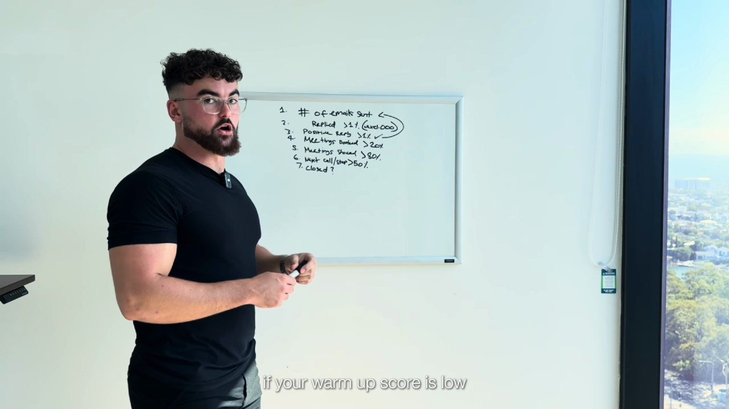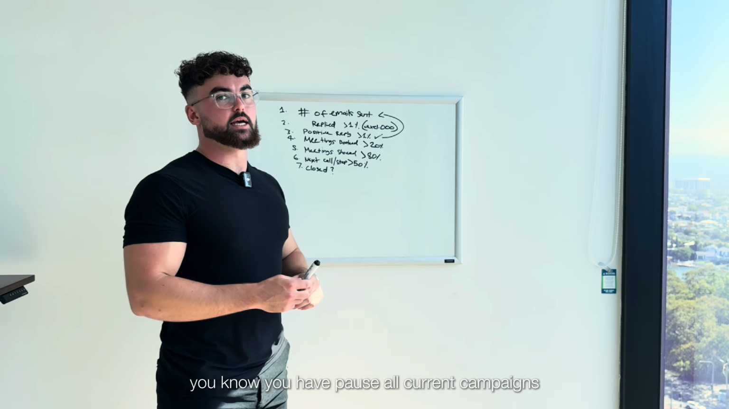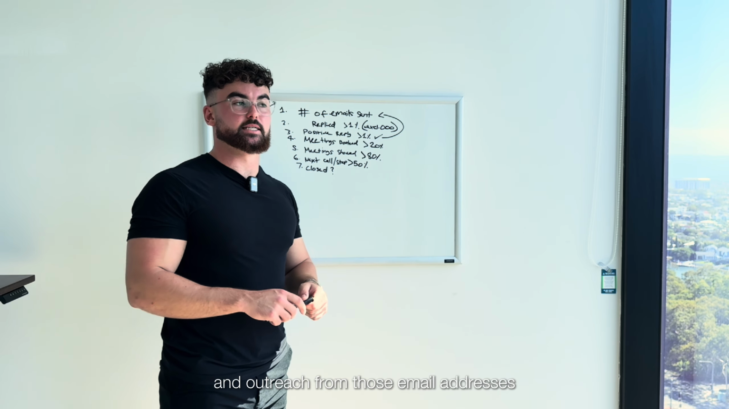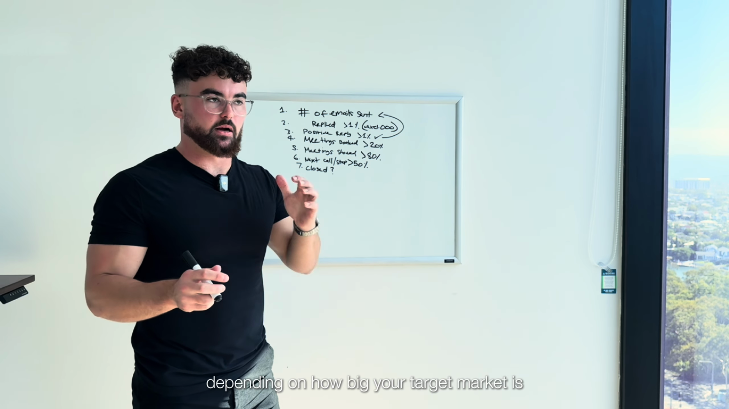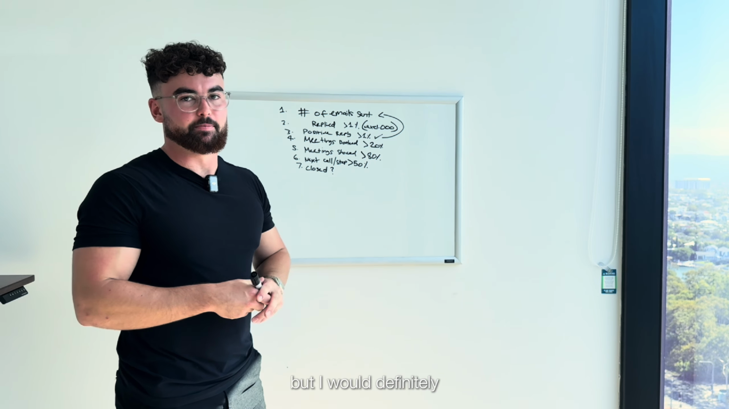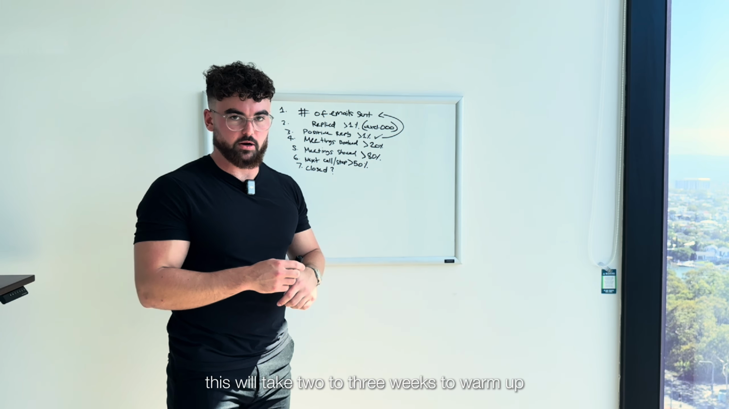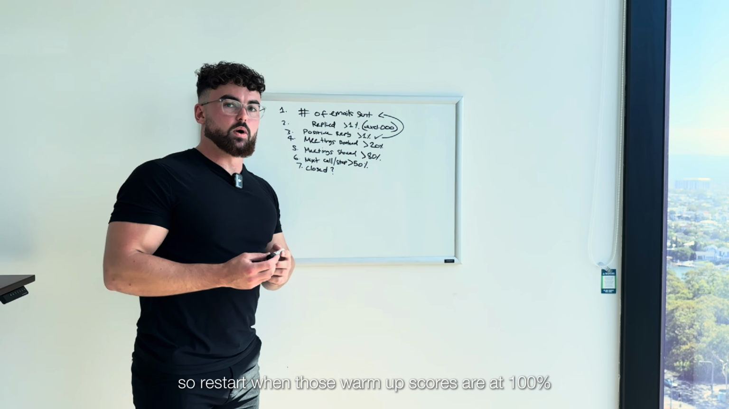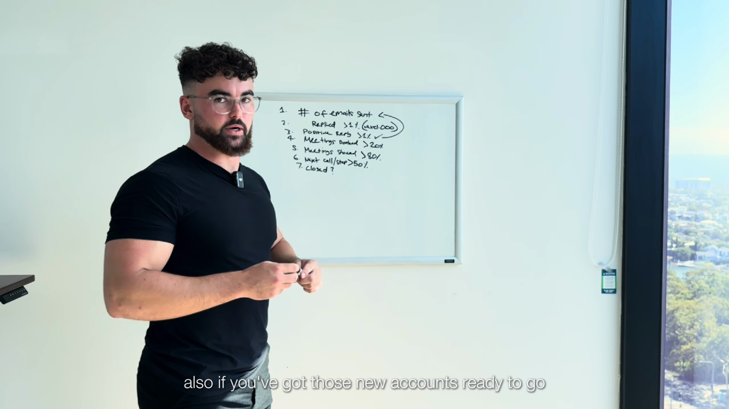If your warm-up score is low and you have been landing in spam and you know you have, pause all current campaigns and outreach from those email addresses. And basically you want to be setting up, depending on how big your target market is and how soon you want results, but I would definitely be setting up some new domains and accounts. And obviously this will take 2 to 3 weeks to warm up. So restart when those warm-up scores are at 100%, and also if you've got those new accounts ready to go.